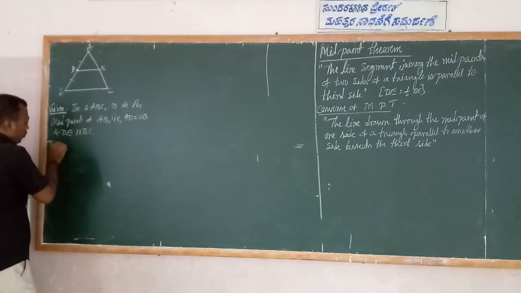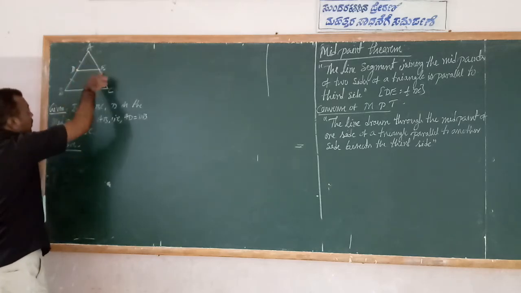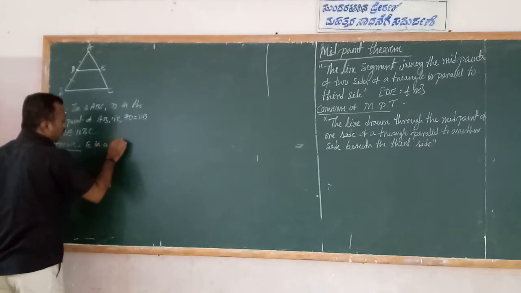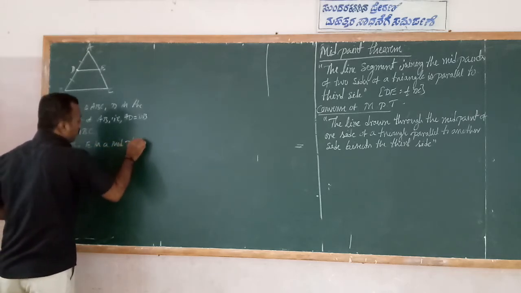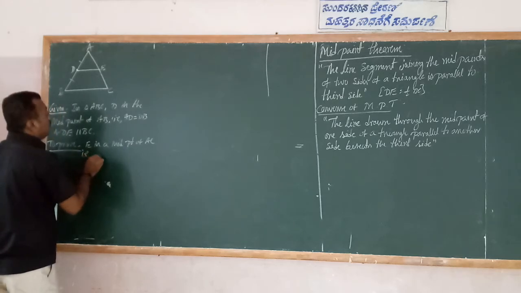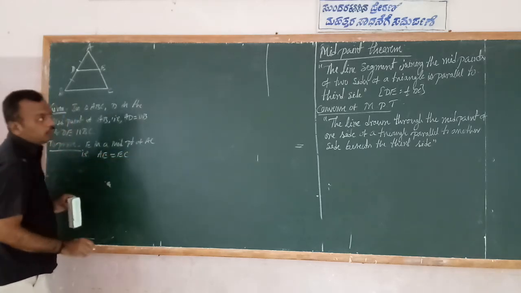To prove, what we have to prove? AE is equal to EC. So E is the midpoint of AC. That is AE is equal to EC. Like that we want to prove it.